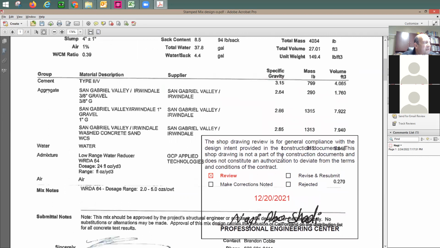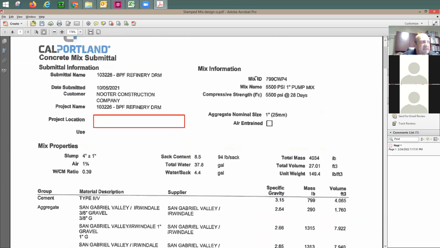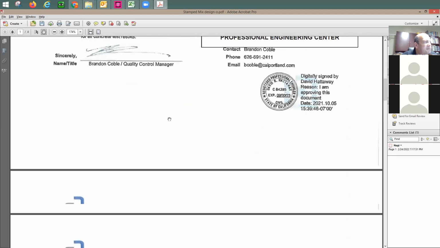And they give you here all the aggregate that they're planning to use. They're going to have this San Gabriel from Arundel, this gives you the location, here's the supply of the aggregate. They have all the information, specific gravity and the mass and the volume. So they give you this mix design, which they already have. And this mix design has this mix ID. So they have a huge library. It's full of all the mixes that they have done in the past and test values.